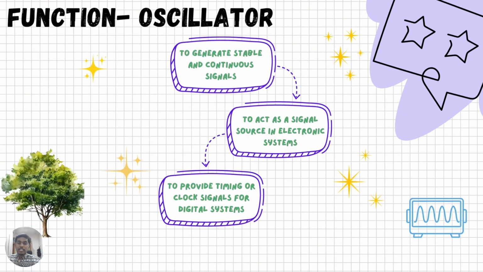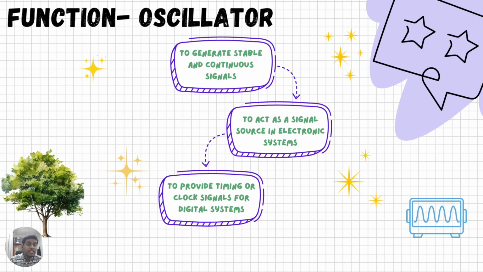The function of an oscillator is to generate a stable and continuous signal. It produces a continuous periodic waveform without requiring an external input signal. The second function is to act as a signal source of an electronic system. The oscillator serves as the main signal generator in all electronic circuits. It provides input signals for communication systems, filters, amplifiers, and signal processing circuits.